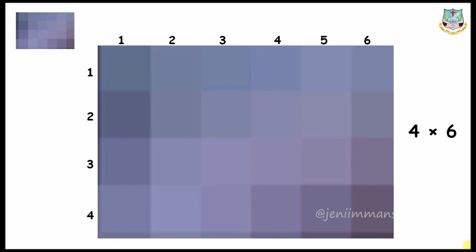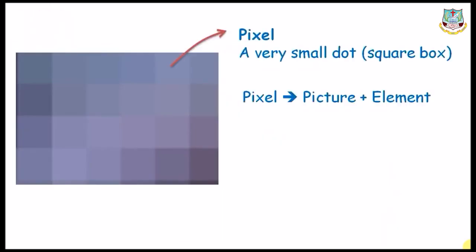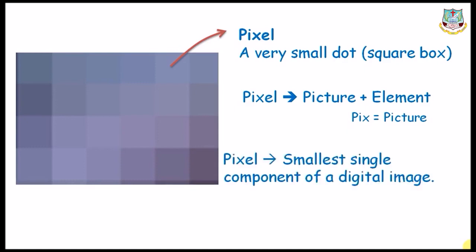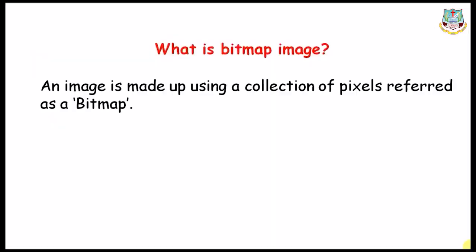So this is called a simple matrix. Each square box is a pixel. Pixel means picture element. Pix is picture and el denotes element. Pixel is the smallest single component of a digital image. You will have known it, the pixel. When you open Paint also, you can see the pixel value given in the bottom corner.